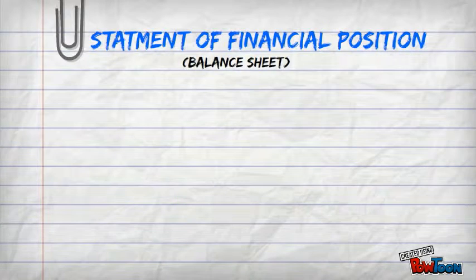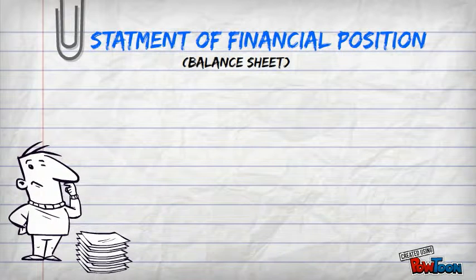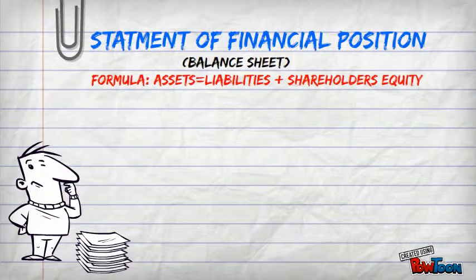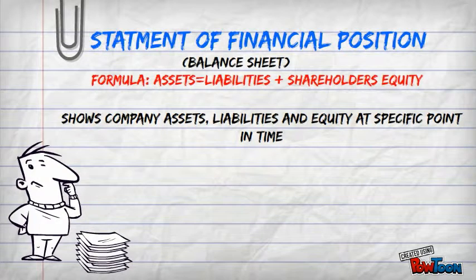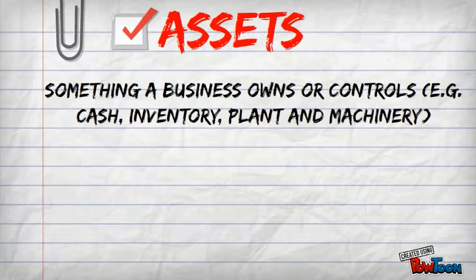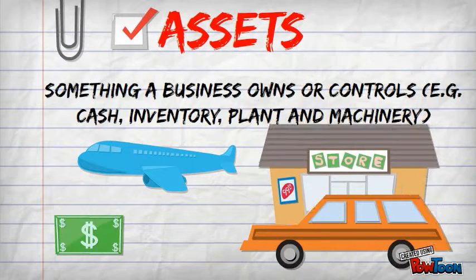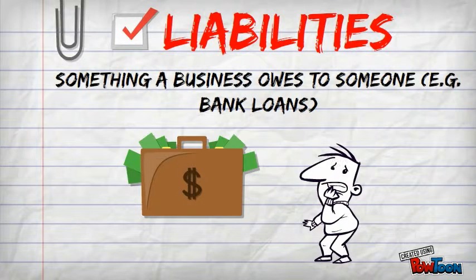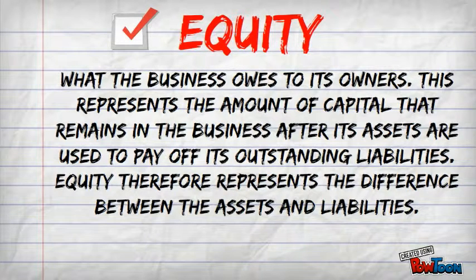The statement of financial position, also called the balance sheet, the form of which is assets equal liabilities plus shareholders' equity, shows the company's assets, liabilities, and equity at a specific point in time. An asset is something the business owns or controls, for example, cash, inventory, plants, or machinery. A liability is something the business owes to someone else, a bank loan, for example. Equity is what the business owes to the owners. This represents the amount of capital that remains in the business after its assets are used to pay off its outstanding liabilities. Equity therefore represents the difference between assets and liabilities.